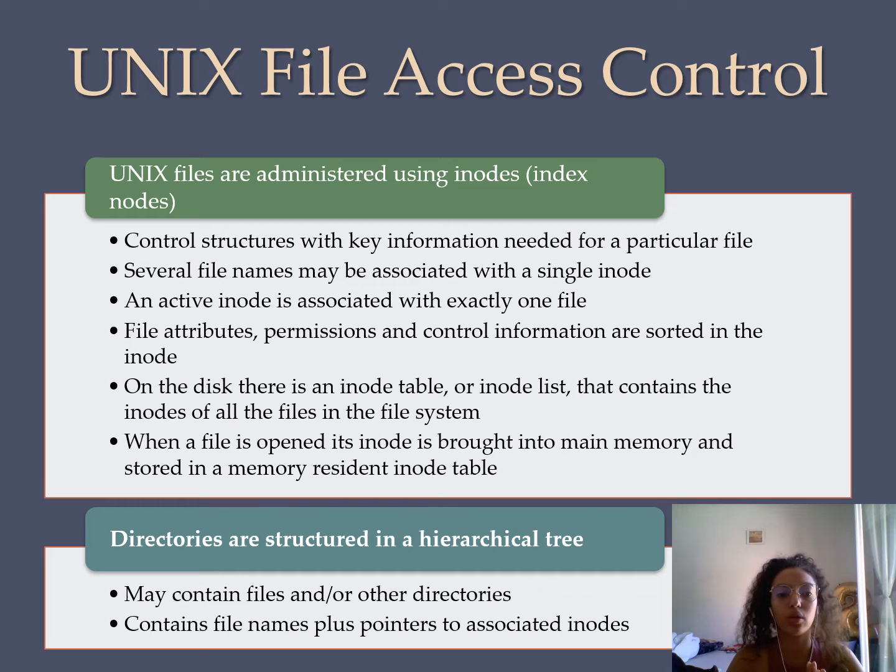The attributes of the file, as well as its permissions and other control information, are stored in the inode. On the disk, there is an inode table, or inode list, that contains the inodes of all the files in the file system. When a file is opened, its inode is brought into main memory and stored in a memory resident inode table.